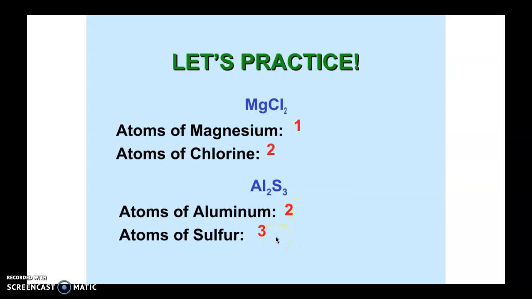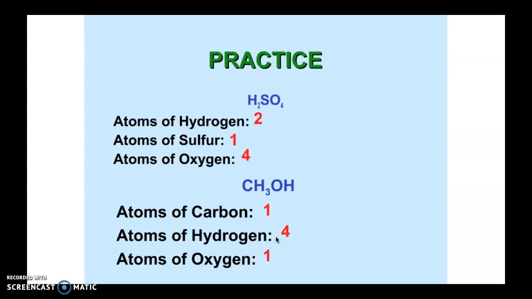From here it gets a little more complicated because you might have to do some multiplying. Same thing: hydrogen, subscript of 2. Sulfur, no subscript, so there's only 1. And the oxygen has a subscript of 4, so there are 4 atoms of oxygen. Next, CH3OH: 1 carbon, and you have 3 hydrogen here, but then you have this OH. So you'd count this 1 oxygen, but you'd add this 1 hydrogen to these 3 for a total of 4 hydrogen. So 1 carbon, 4 hydrogen, and 1 oxygen.